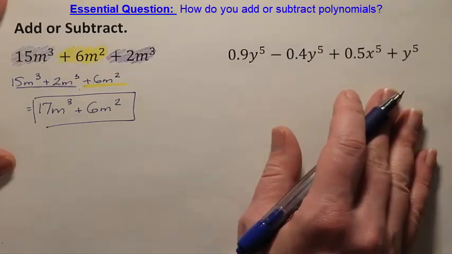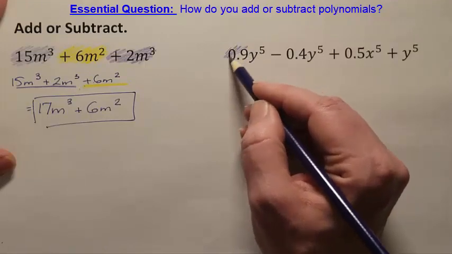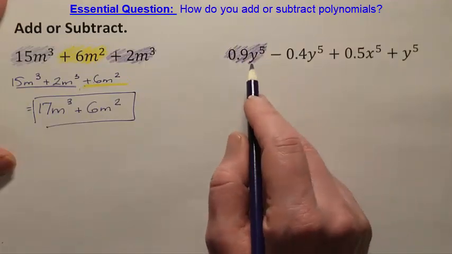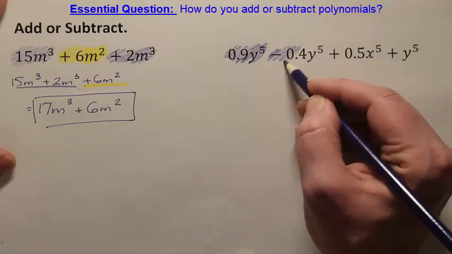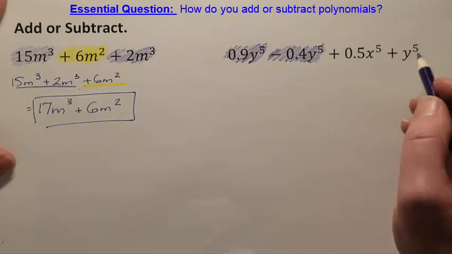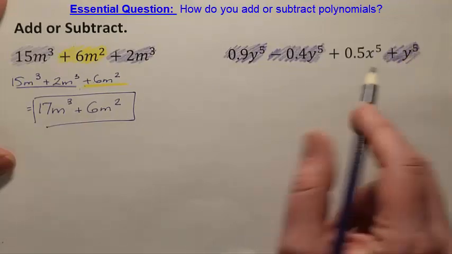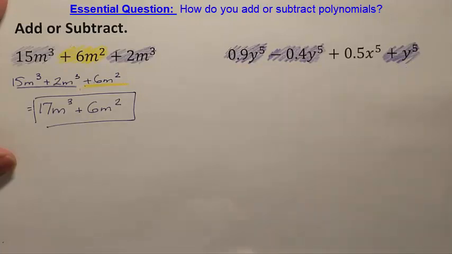This example problem over here is the same. So I have a y to the fifth, so this is a 0.9 y to the fifth. He can only be combined with another y to the fifth. This is a y to the fifth, so this is a negative 0.4 y to the fifth. That is not a y to the fifth, but this is, so this is a positive y to the fifth. I am going to rewrite it so all of these y to the fifth powers are next to each other.